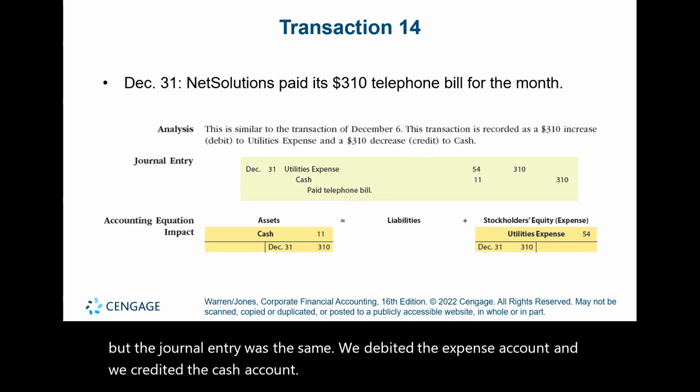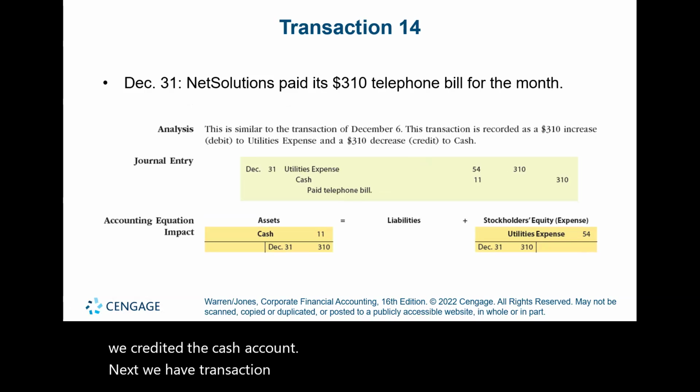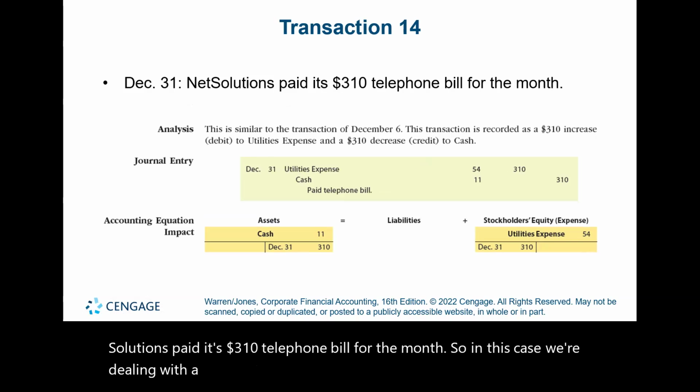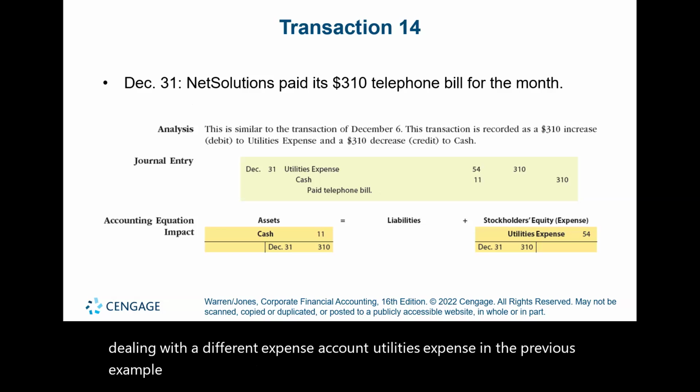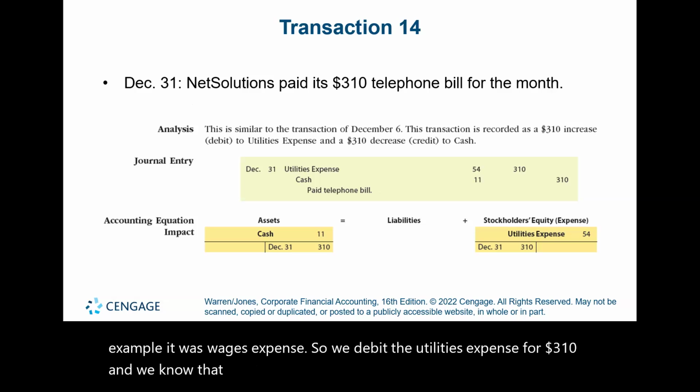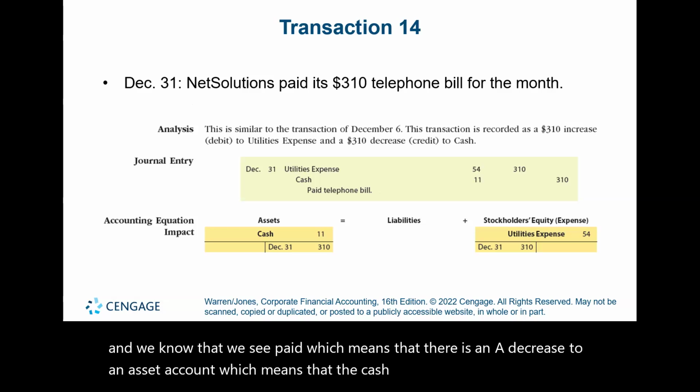Next, we have transaction 14. Net Solutions paid its $310 telephone bill for the month. So in this case, we're dealing with a different expense account, utilities expense. In the previous example, it was wages expense. So we debit the utilities expense for $310, and we know that we see paid, which means that there is a decrease to an asset account, which means that the cash account must be credited.